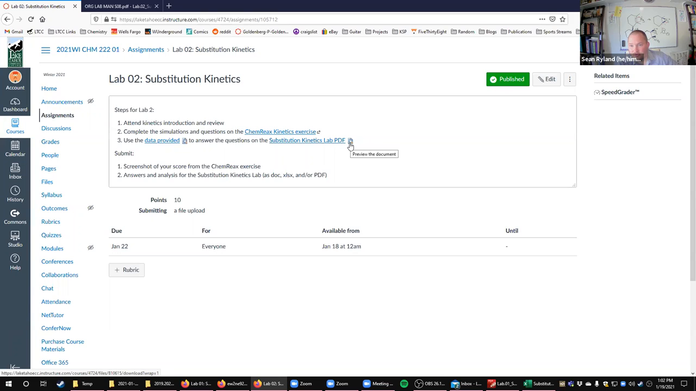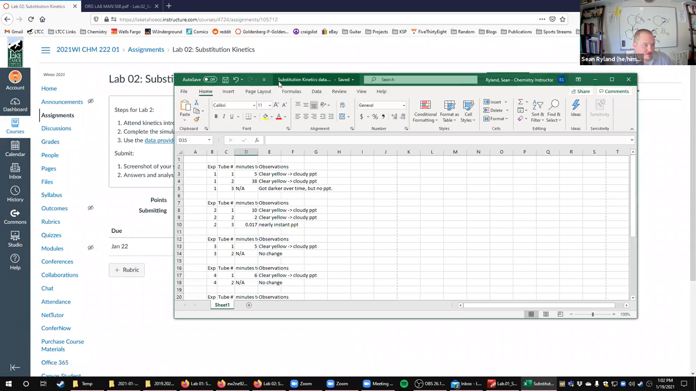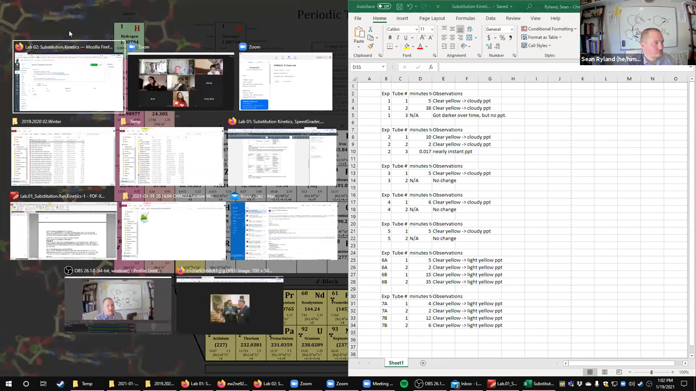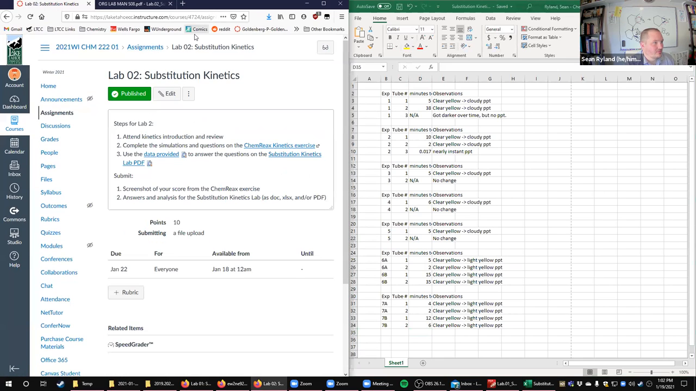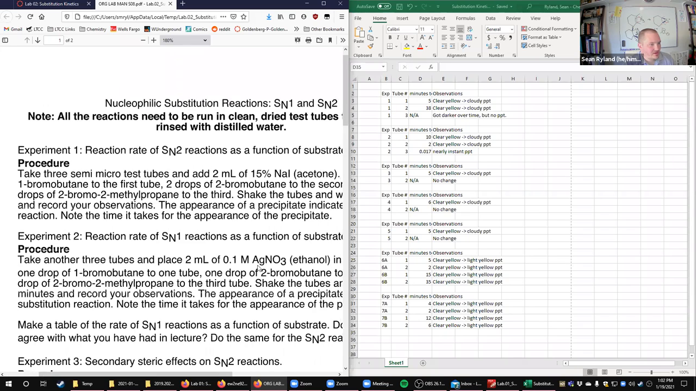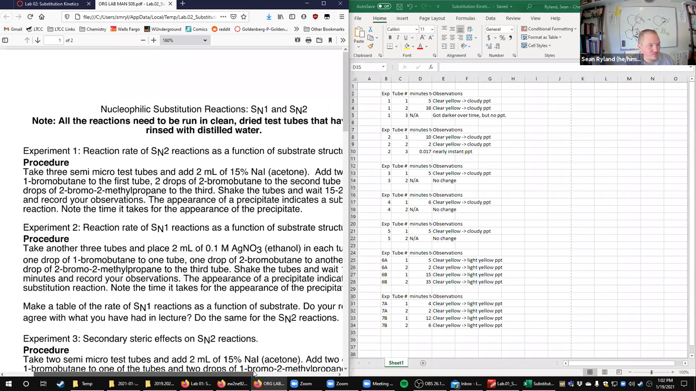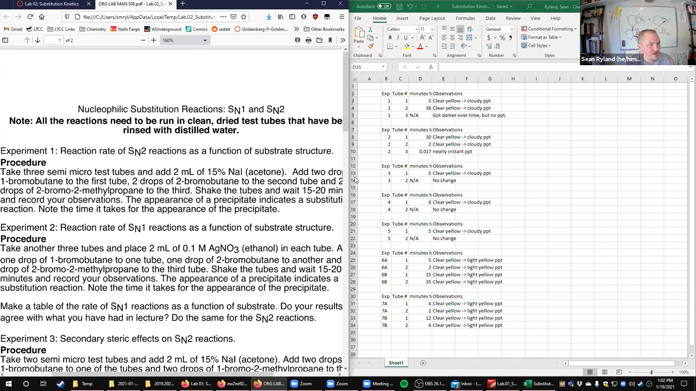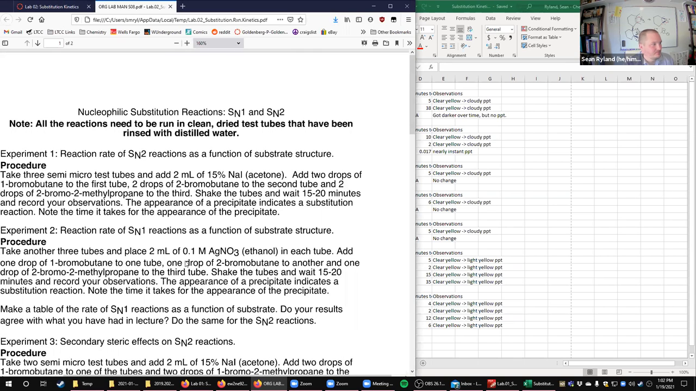This is going to be the bulk of your write-up: taking the information that I give you in terms of the results, and using that to see if it matches what you are expecting from knowing a little bit about substitution reactions. So basically we're testing SN1 and SN2 kinetics to see if all the things that we've been taught actually match up.